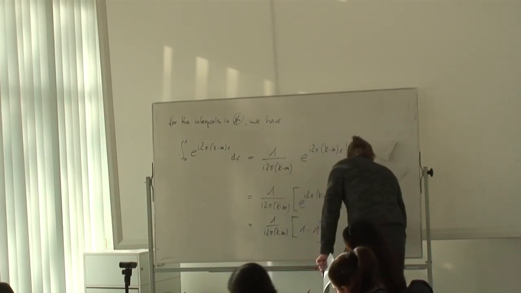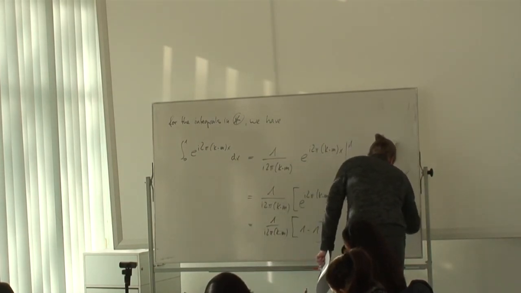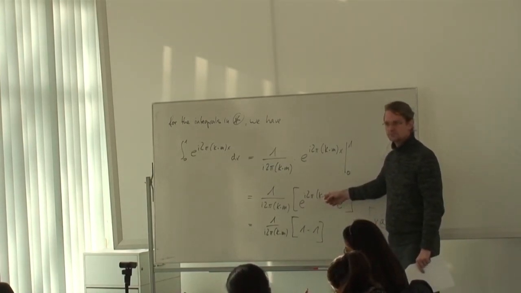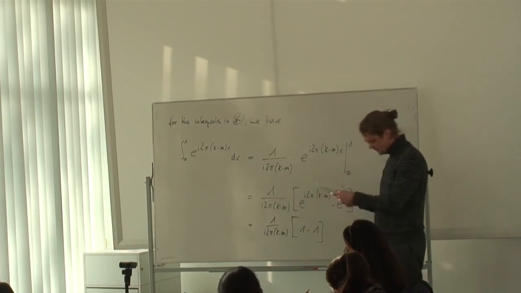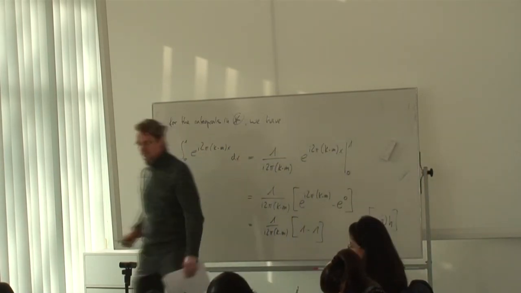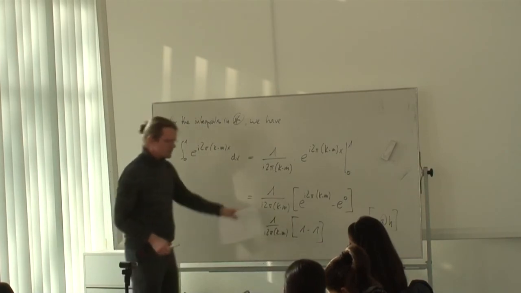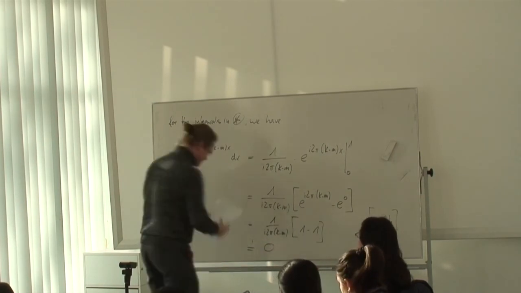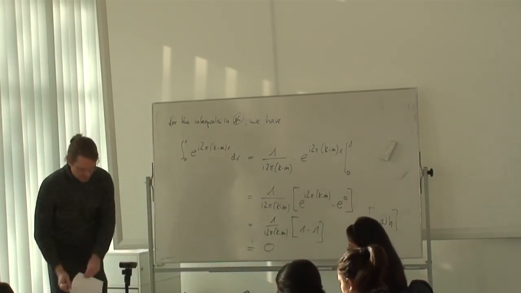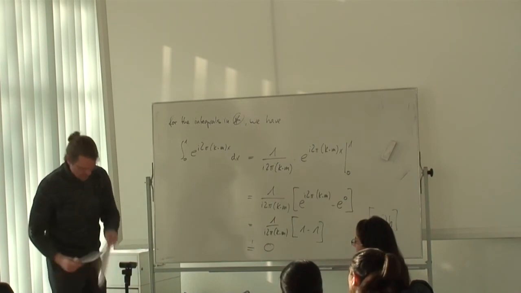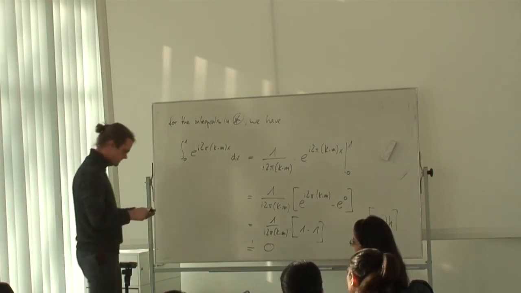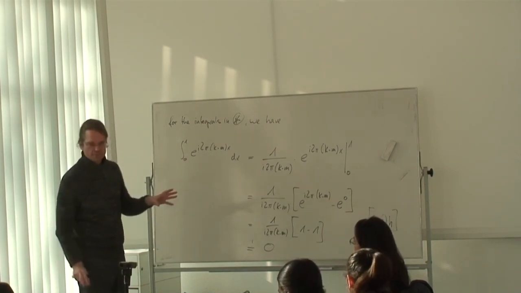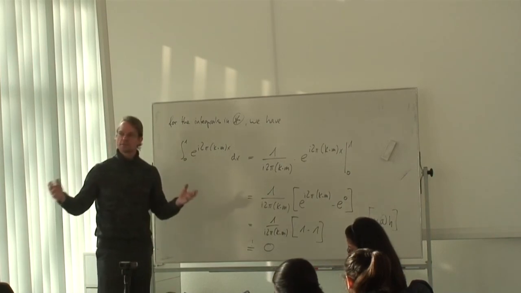And I want you to verify this at home, that this will always be 1. This here. Easy to be done. Check it out. But 1 minus 1 is 0. So all of this is 0. And that is to say that the second term on the right-hand side of the equation we were studying disappears after integration.